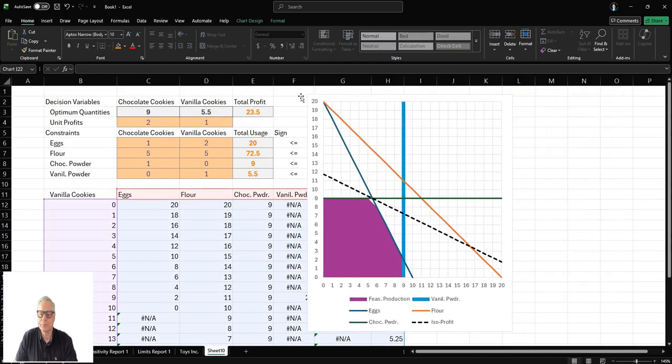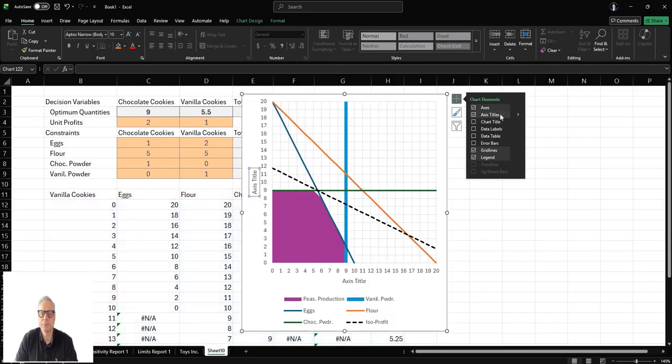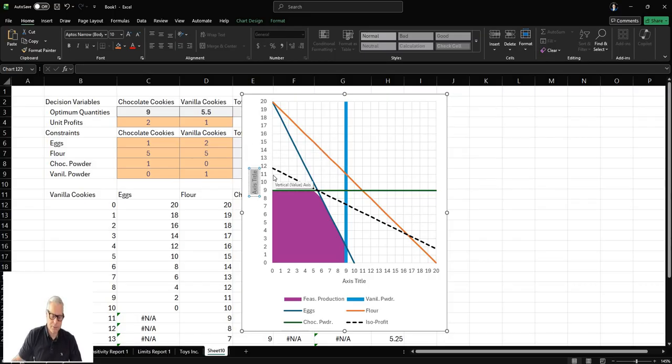So again on the x-axis we have the vanilla powder. Let's add the axis title. So here we have chocolate, on the x-axis the vanilla.